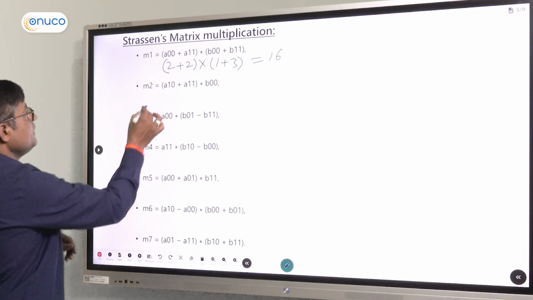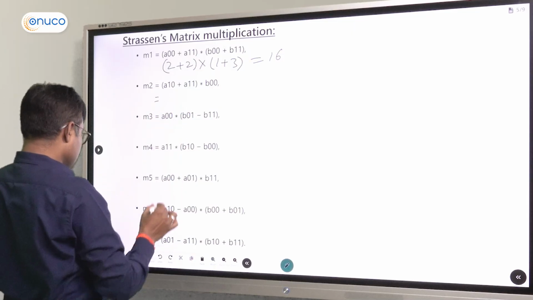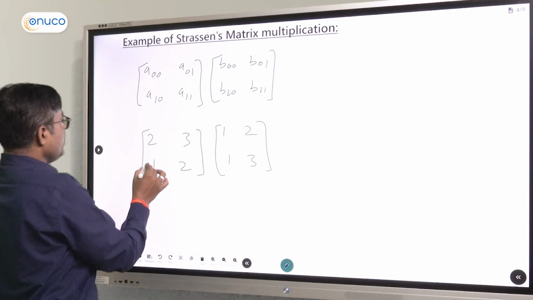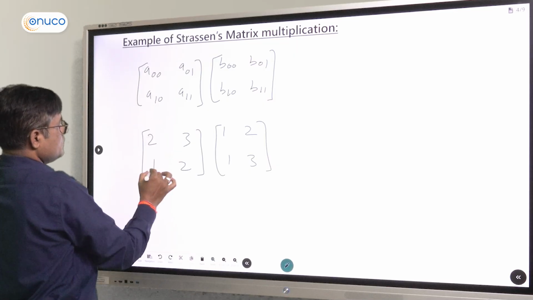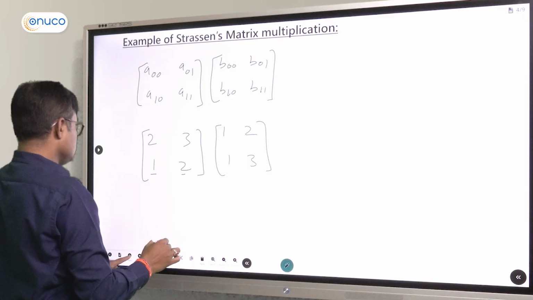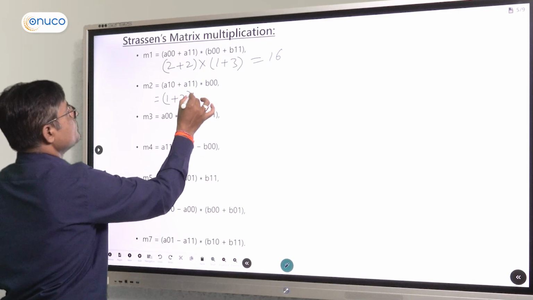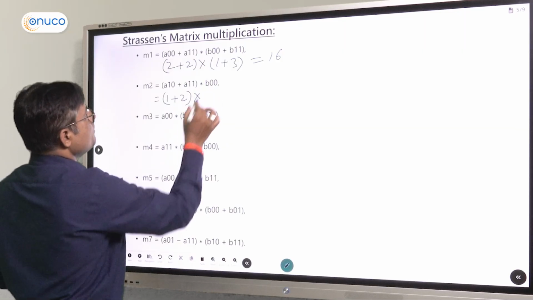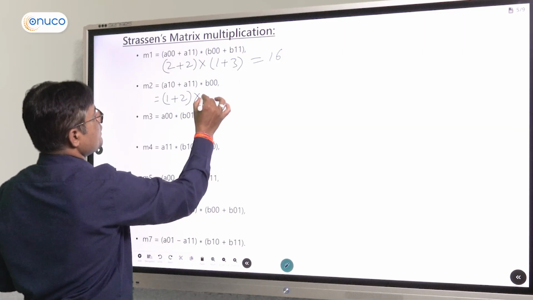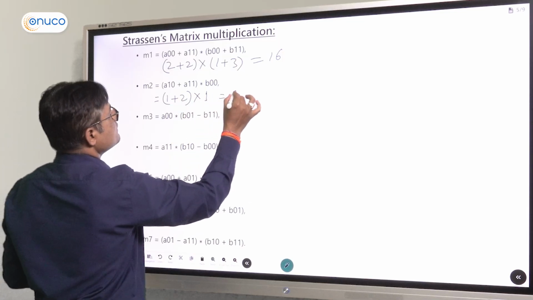Right? Similarly, we are going to compute M2, which is A10 plus A11, so 1 plus 2, multiplied by B00. B00 is 1, as we just wrote here. So 1 plus 2 is 3, into 1 is 3.